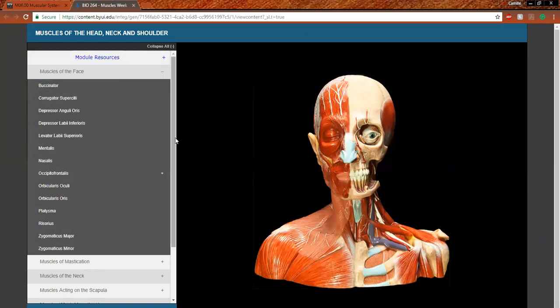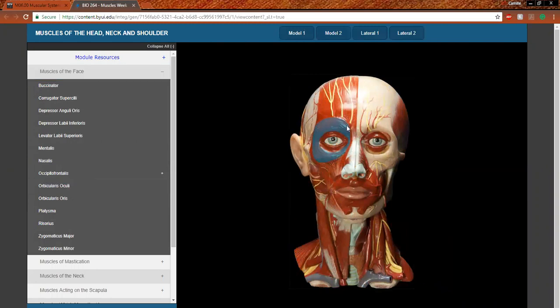I usually like to start with the orbicularis oculi. It's just that muscle that goes all the way around your eye. I just think orbit is like a circle, and then oculi is your eye. So that's your orbicularis oculi. And then the next one I like to go to is your orbicularis oris. So oris meaning mouth. This muscle also goes all the way around the mouth. It's just been cut off so that you can see some of the other muscles, but it does go all the way through.